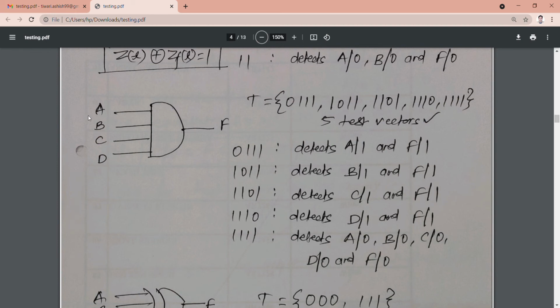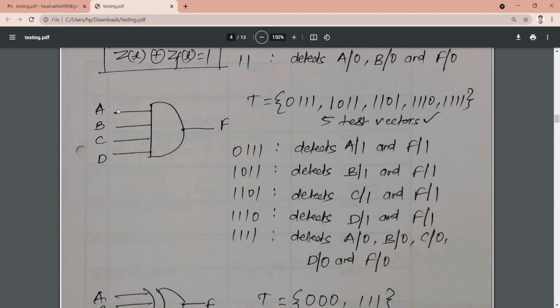Let me give you one brief example. 0 1 1 1. Suppose I am applying 0 here at A and 1 at all other places. Since this is the AND gate, it will give the original output as 0. And suppose by any fault this A is stuck at 1, your output will be 1 because the other three lines are at 1. So what fault can we detect? We can detect A stuck at 1.